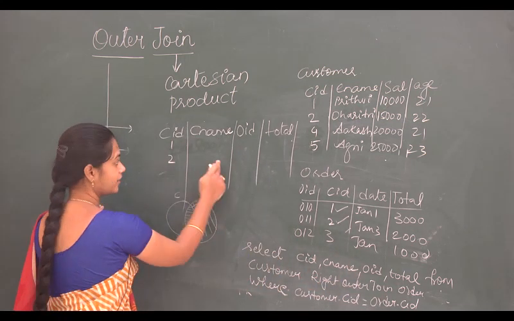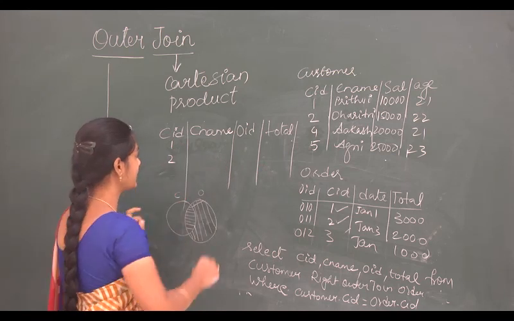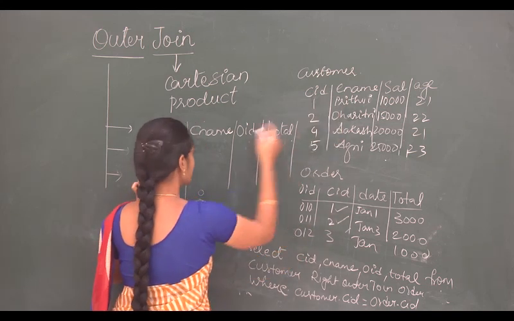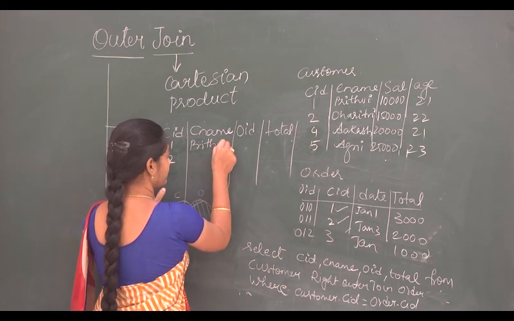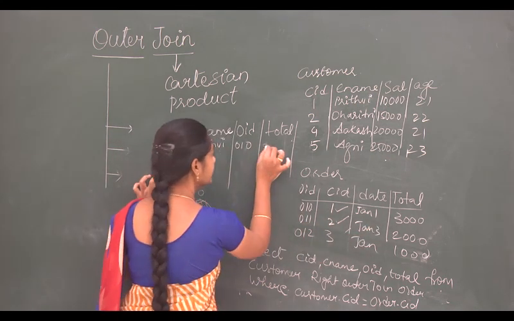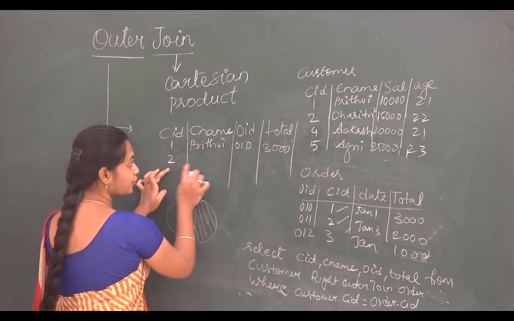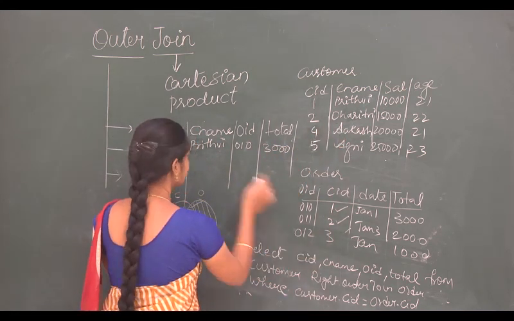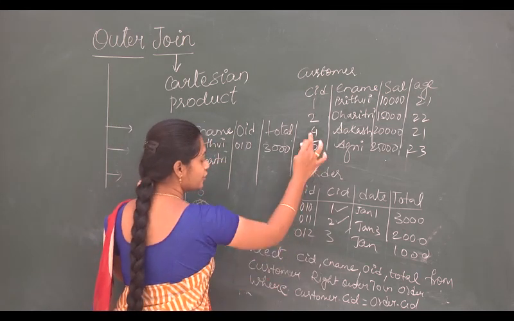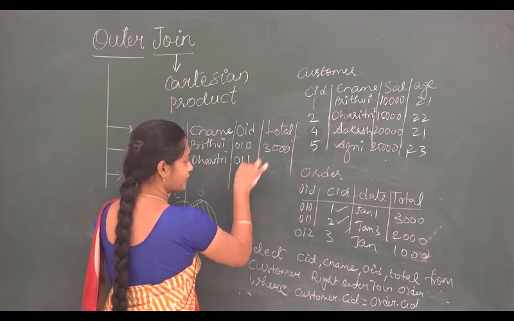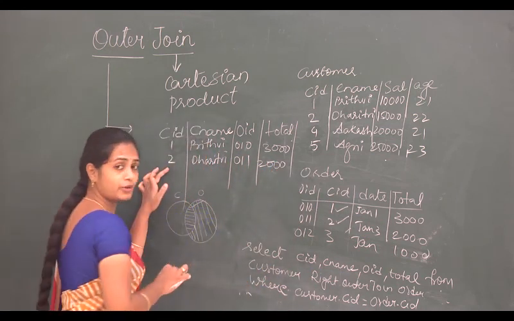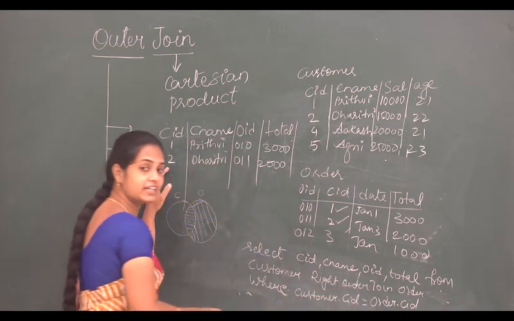So how will the values be here? What is the customer name here? CID is 1. What is the customer name? Prithvi. What is the order ID of Prithvi? 010. And what is the total here? 3000. Okay, so 2. Here we have Dharitri. And what is the order ID for 2? The order ID for 2 is 011. And what is the total here? 2000. Okay, but we are performing right outer join.